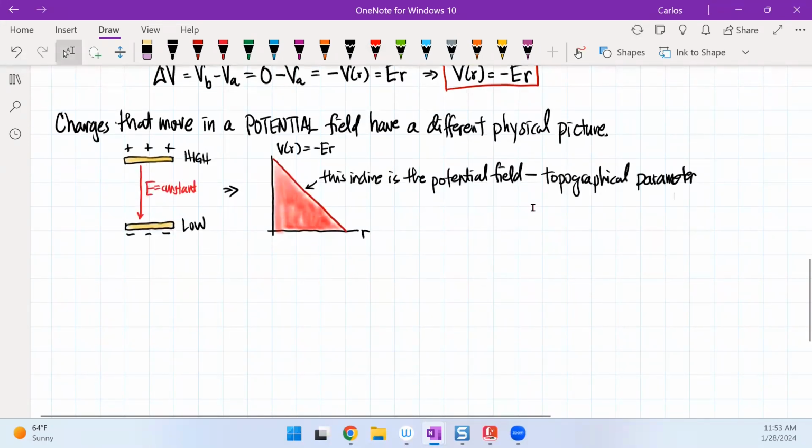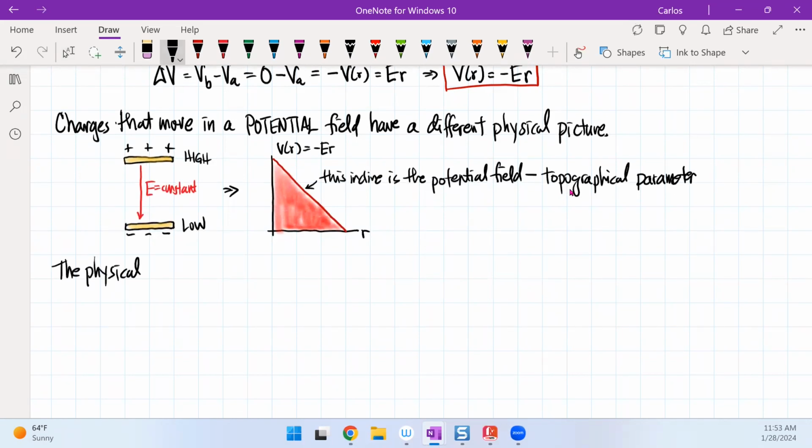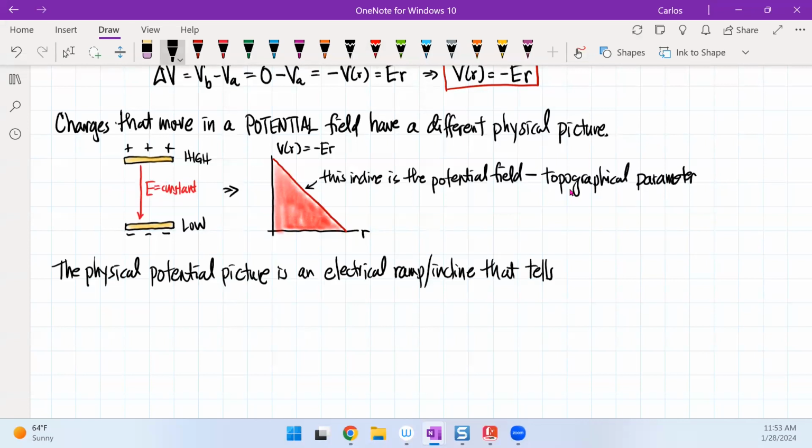That is, if I was to now start to interpret this, the physical potential picture is, in electrical, a ramp slash incline that tells charges how they will move. It's the ramp that tells us this.